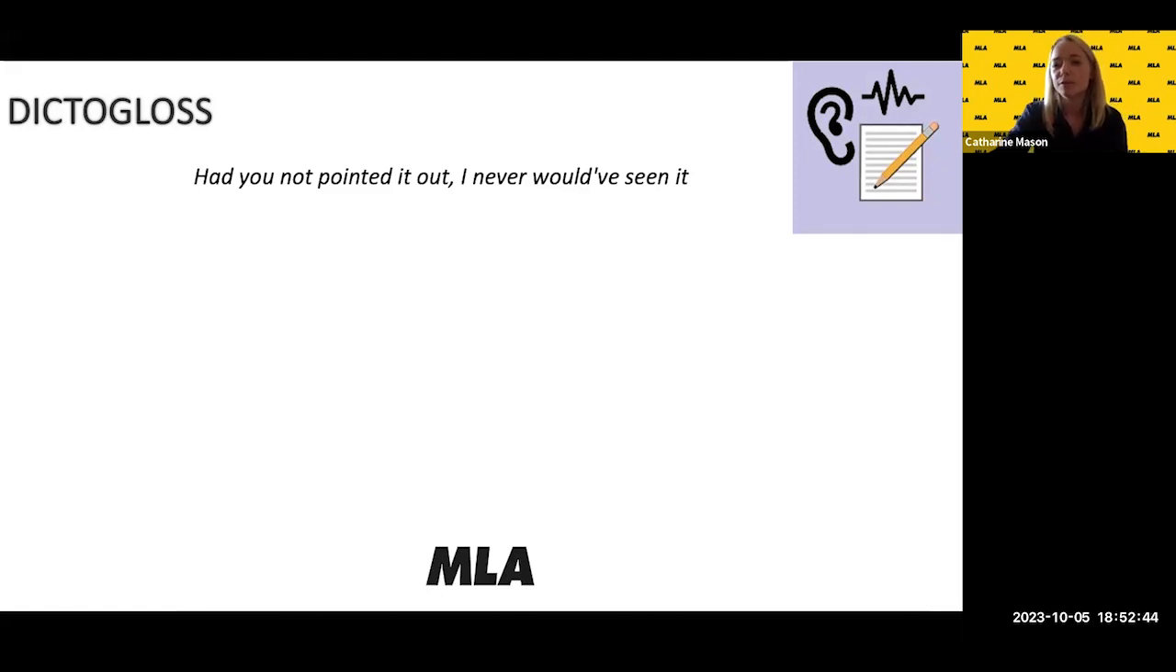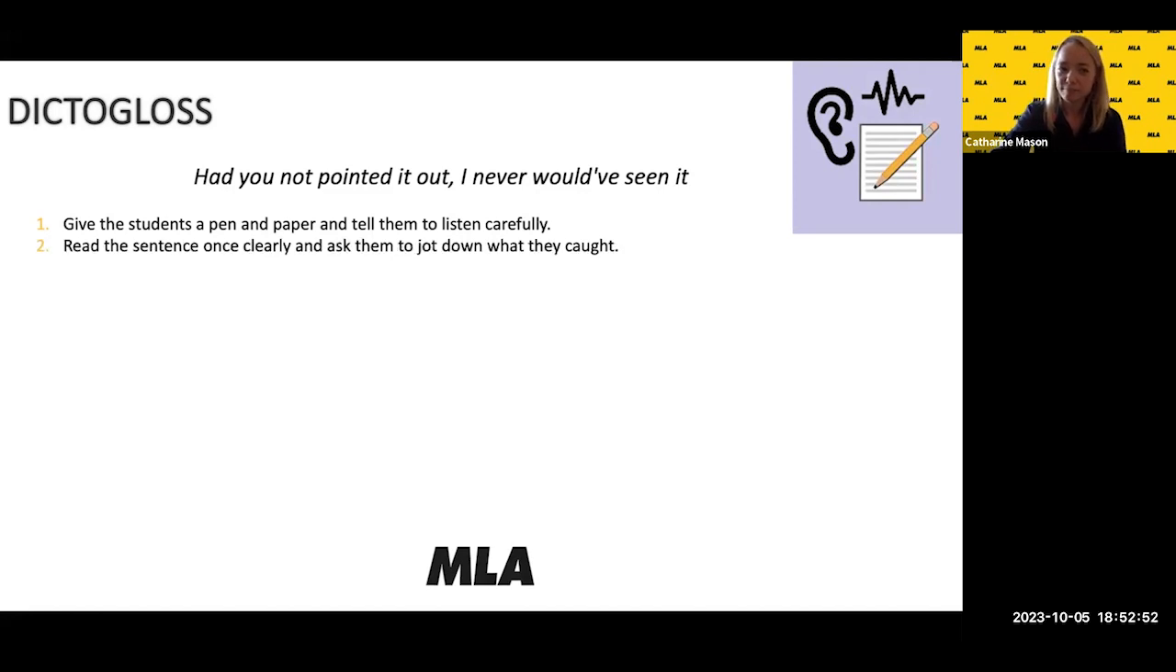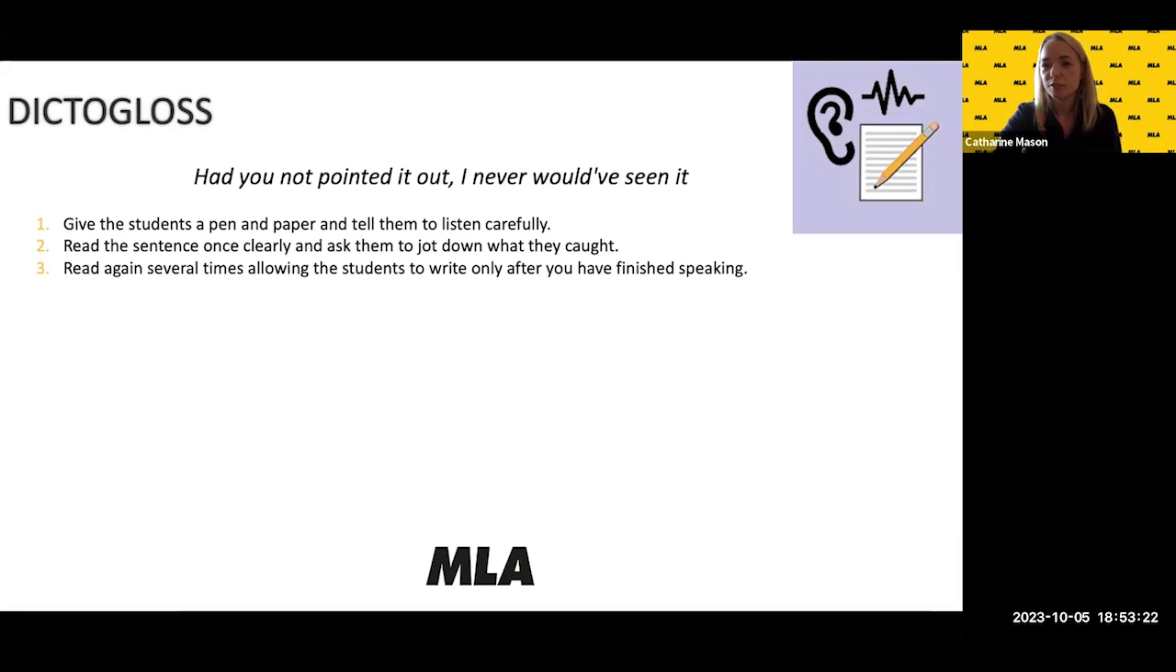So how can we use this in the classroom? So 1, give the students a pen and paper and tell them to listen carefully. Read the sentence once clearly and ask them to jot down what they caught. It's very important they're not listening and writing at the same time. You want them to focus on the meaning as much as the words. So you say it once and they write down what they caught. Then read the sentence again several times, allowing the students to write only after you have finished speaking.